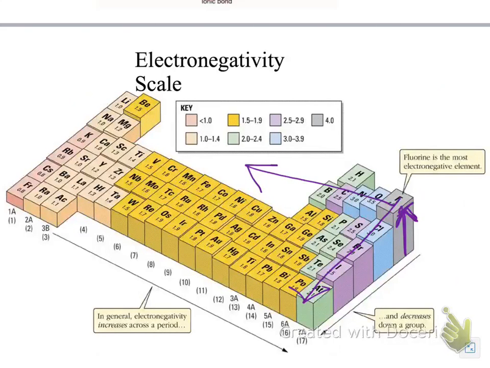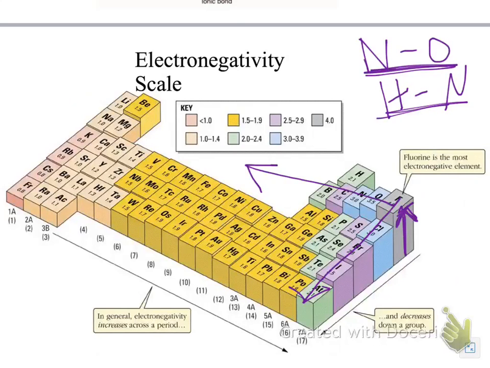Okay? And for a bond, NO versus HN, I look at my values of electronegativities, and the difference in the electronegativity determines how strongly polar the bond is. So if I look at the difference between N and O, it's 3 versus 3.5. The difference is 0.5. If I look at N and H, the difference is 0.9, 3 versus 2.1. This is a more polar bond. All right, we're going to stop right there.